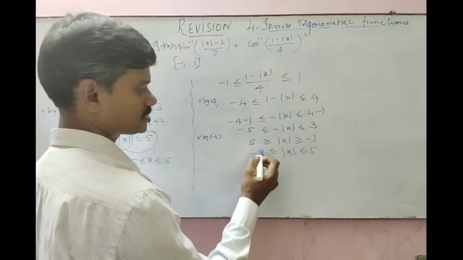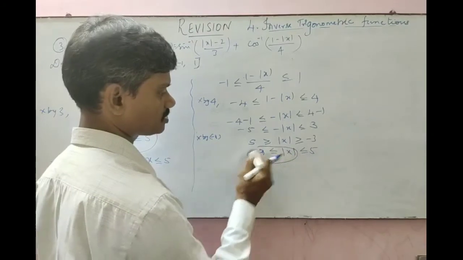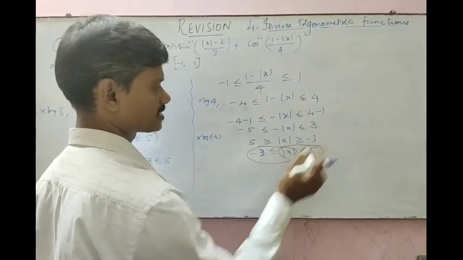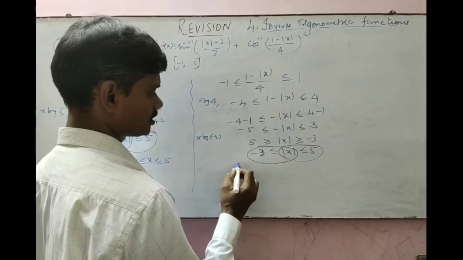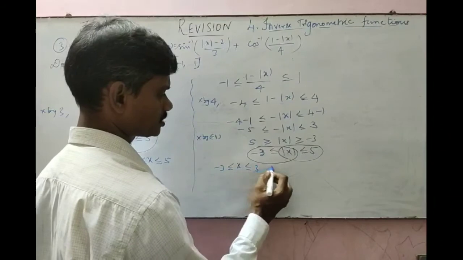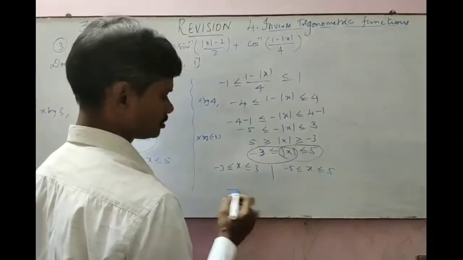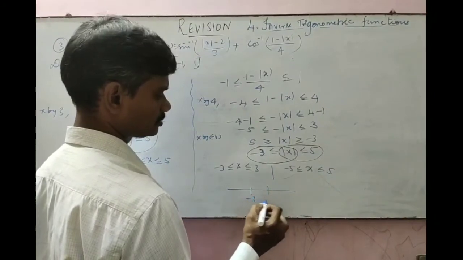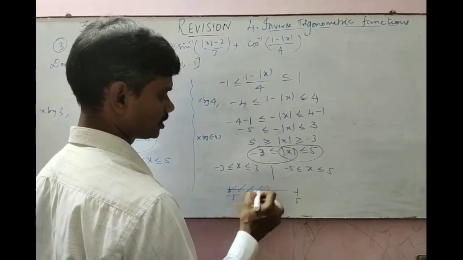Now look at this modulus of x. Here also modulus of x lies between minus 3 to plus 5. Here also you can split this modulus of x as two different values, minus 3 to plus 3 and then minus 5 to plus 5. If you draw the number line, it lies between minus 5 to plus 5 as the common area.